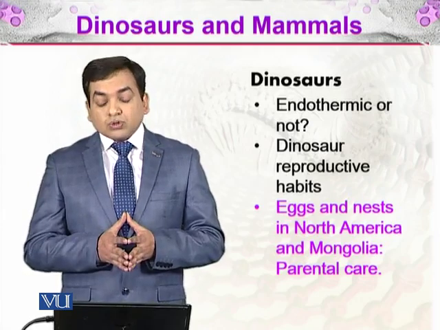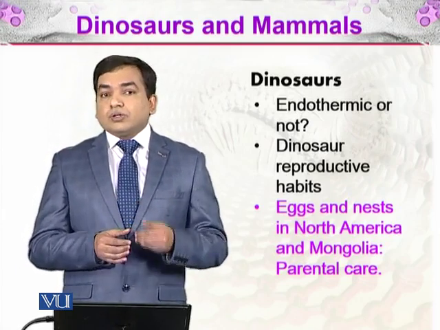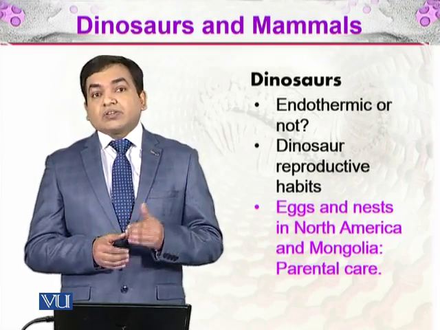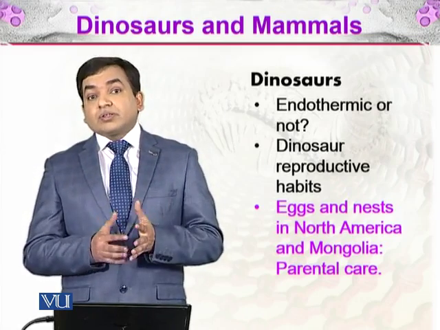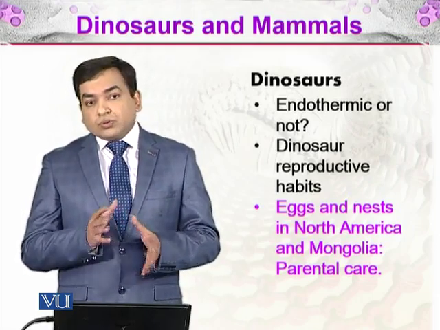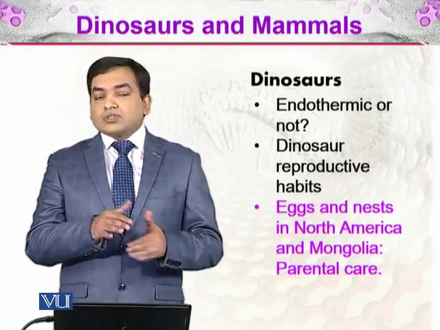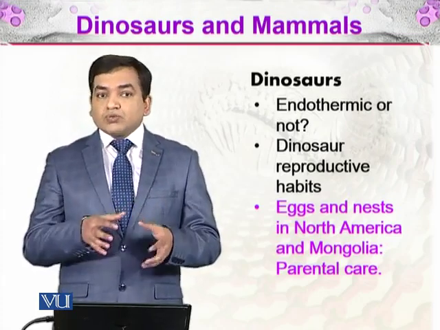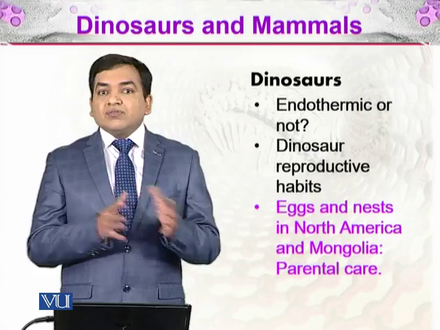And then there are the dinosaurs' reproductive habits. Were they protective of their young ones? Were they protective of their eggs? There is evidence that they were. Eggs and nests in North America and Mongolia show that there was some parental care in the dinosaurs as well. There were nests and eggs, and they would cover the eggs with sand, and then they protected their eggs as well, because we can see a lot of female dinosaurs in the vicinity of their nests.